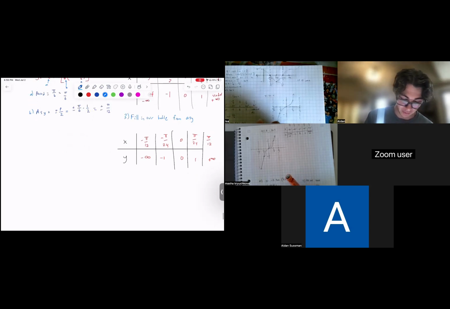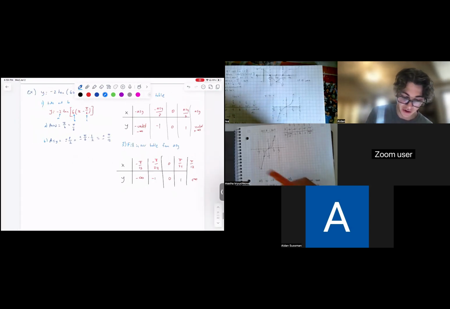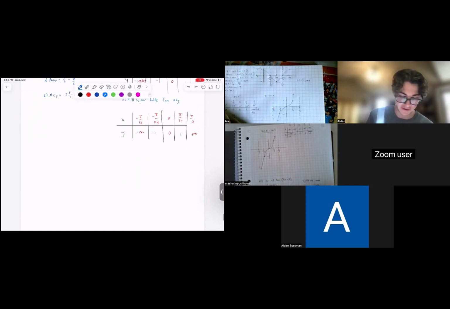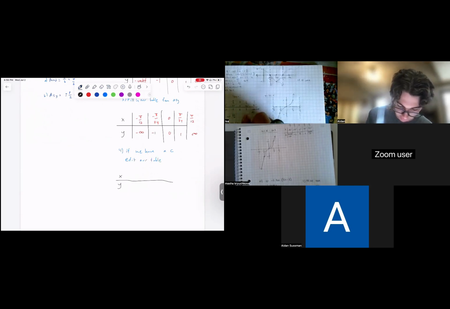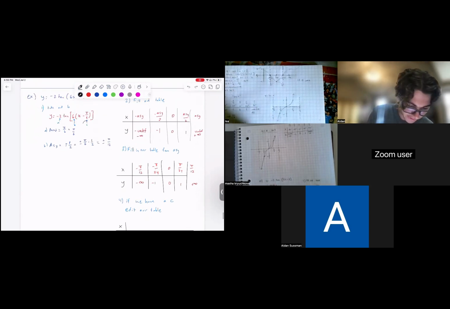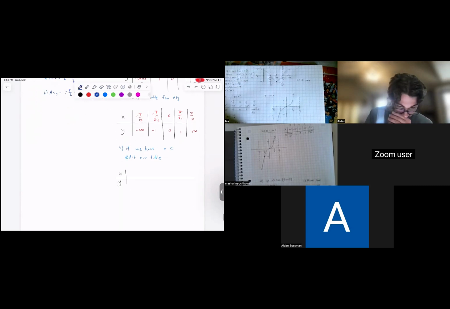Now, guess what? Are we done here? No, because we're not starting at 0. We have to take into account our phase shift. So if we have a C, then step 4 exists, and step 4 is to edit our table. How do we edit our table? We just take our table that we made, and guess what? This point, we're going to add our C to it, because our C is our starting point.